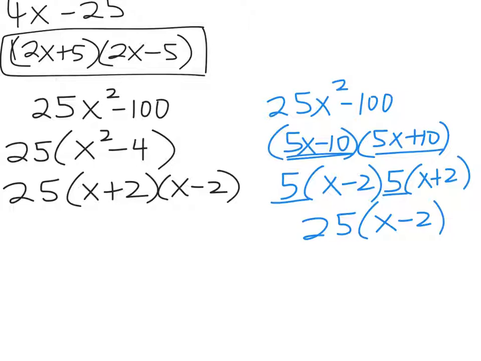Do you see that? So I factored it to here, right? 5x minus 10 and 5x plus 10. But then I noticed in here that they both have a common factor of 5. So I factored the 5 to here. Same thing with this one. And then I just combined all my stuff.